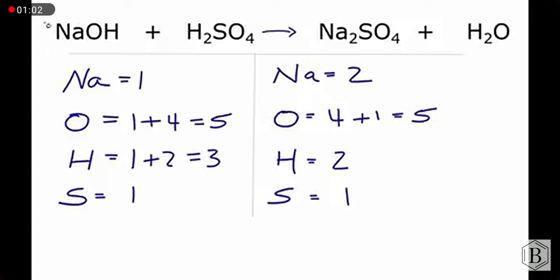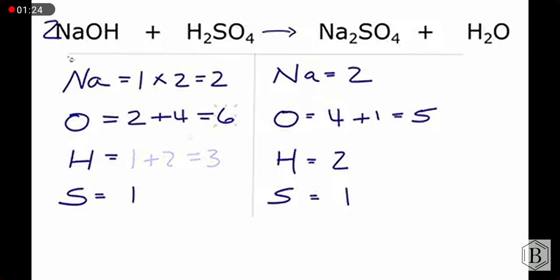So if I put a 2 in front of the sodium, the 1 times the 2, that'll give me 2 sodiums. But now I've got to update my oxygens. So I have 1 times 2, I have 2 oxygens, plus the 4 here, I have 6 oxygens, and I need to update my hydrogens as well. I have the 1 times the 2, so 2 hydrogens, and then I have these 2 here. So I have a total of 4 hydrogen atoms. Sulfurs, they stay the same.